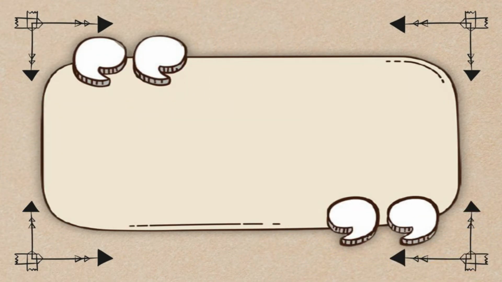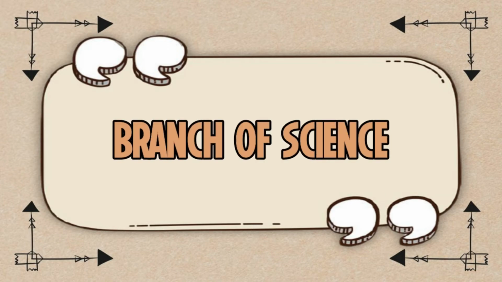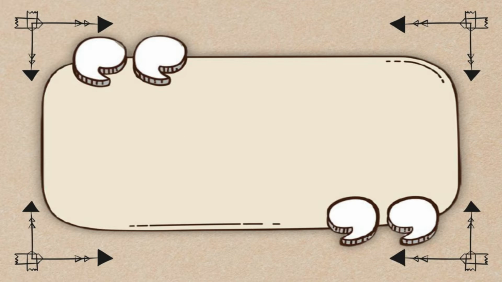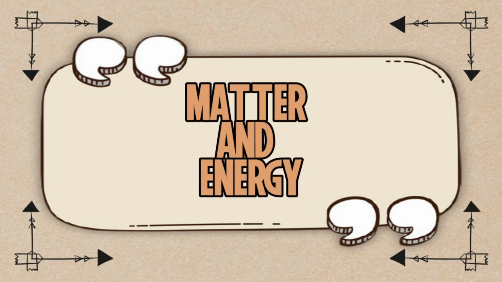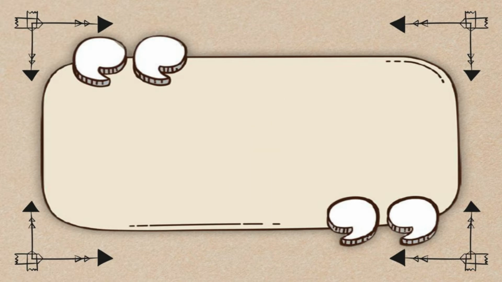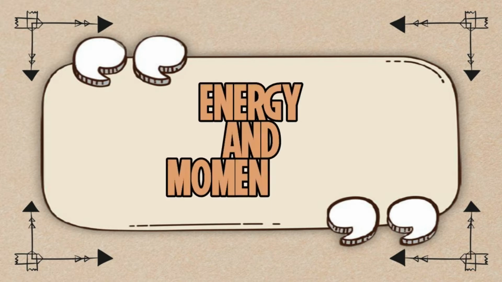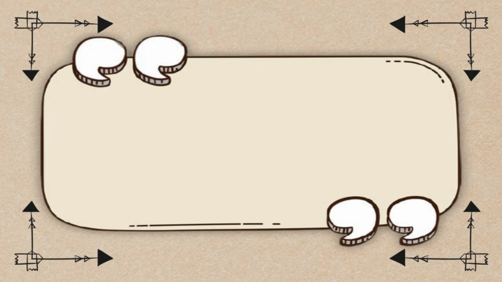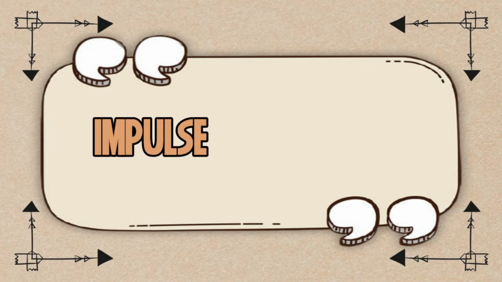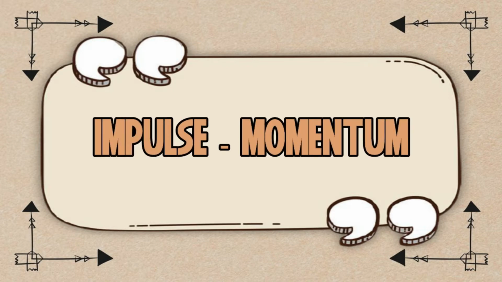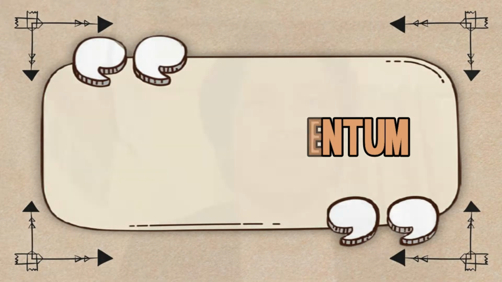Based on the definition, physics is a branch of science that is concerned with the nature and properties of matter and energy. One of the major topics included in the study of physics is the concept of energy and momentum. In today's video, we are going to discuss this, as well as a physics laboratory experiment to prove the definition of the impulse-momentum equation.